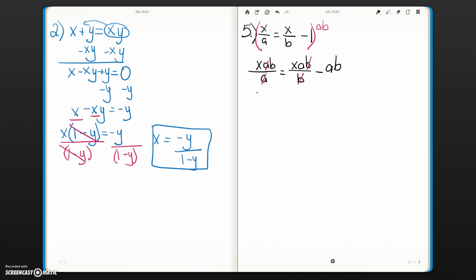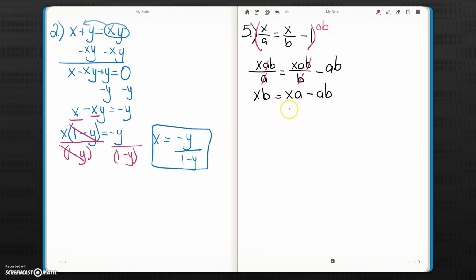Okay, so what I have left is xb equals xa minus ab. Alright? Now, because of the last problem, you may find it tempting to factor out a here, but don't do that, because remember, we're solving for x. So we don't need that factored out just yet.